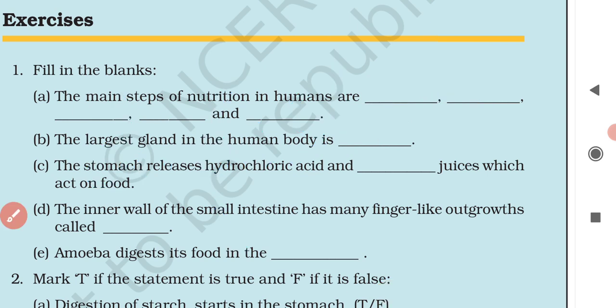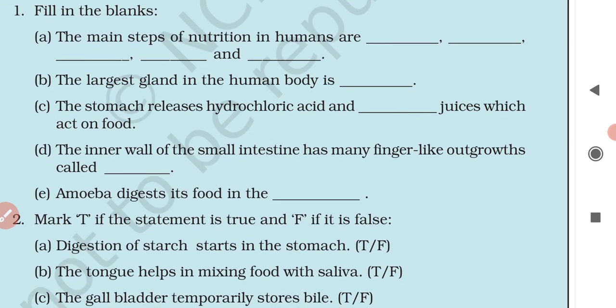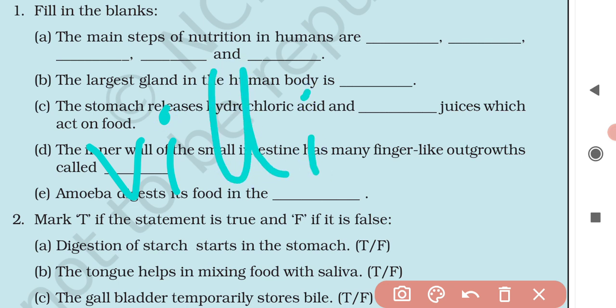Next question, question number D. The inner wall of the small intestine has many finger-like outgrowths called, finger-like outgrowths in the small intestine are called as what? Villi. Okay, villi.